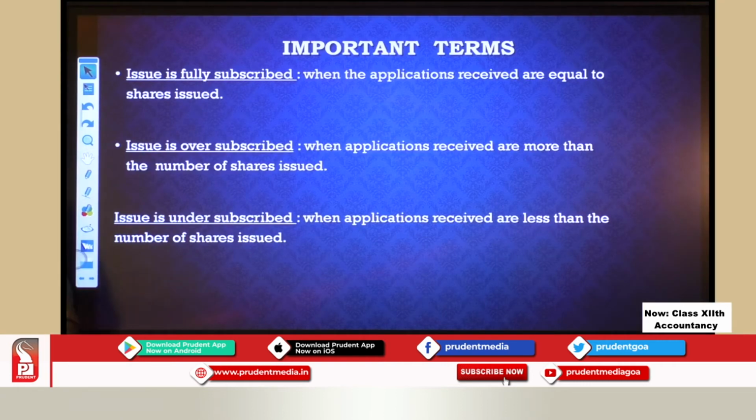Issue is undersubscribed. That means the company has issued a certain number of shares, but they have received applications for less than whatever they have offered. Supposing I have offered 1000 shares and I have got applications only for 300 shares. That means my issue is undersubscribed. This plays a very important role when you are solving a problem. I will tell you when I am solving the problem for you.